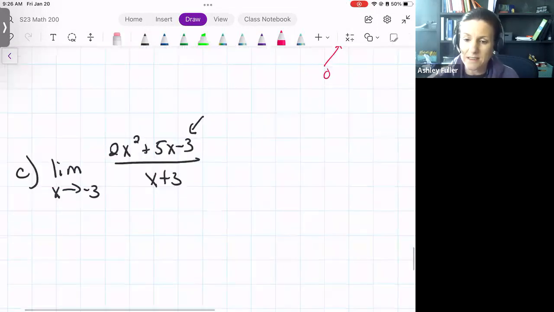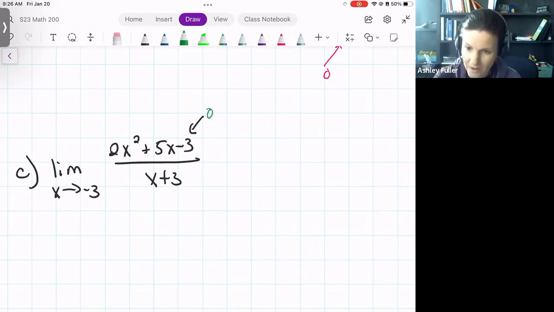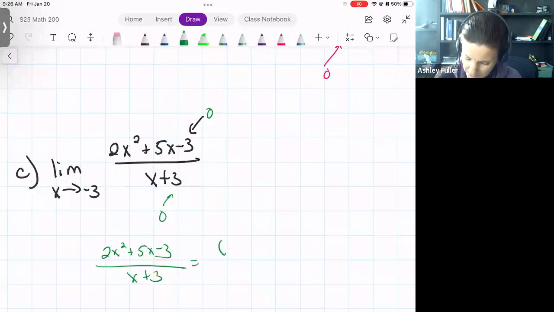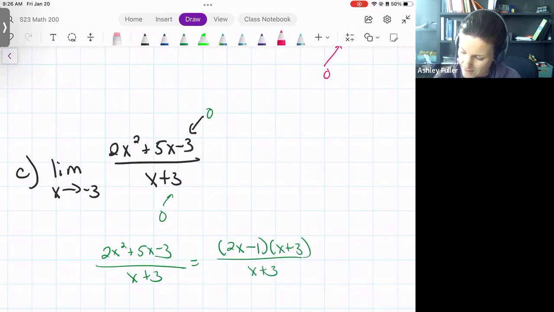And finally, let's consider this example. Notice that as x approaches -3, the top is going to go to 0. The bottom is also going to go to 0. When we factor, we end up with 2x minus 1 times x plus 3 over x plus 3. Again, this allows us to cancel. And then when we plug in the -3, we get a value of -7. So the limit is -7.